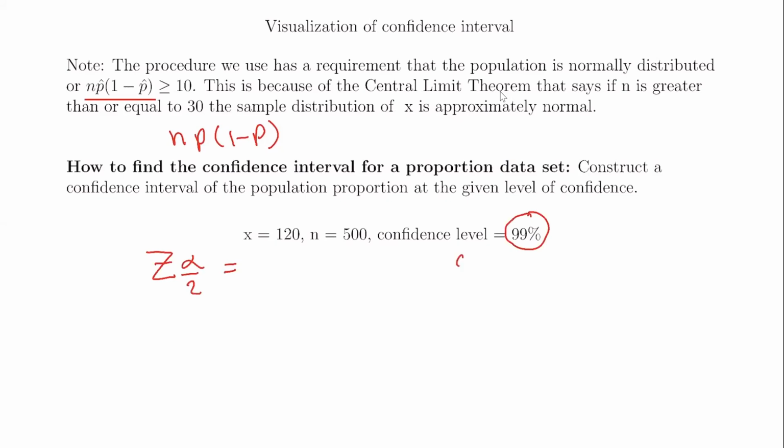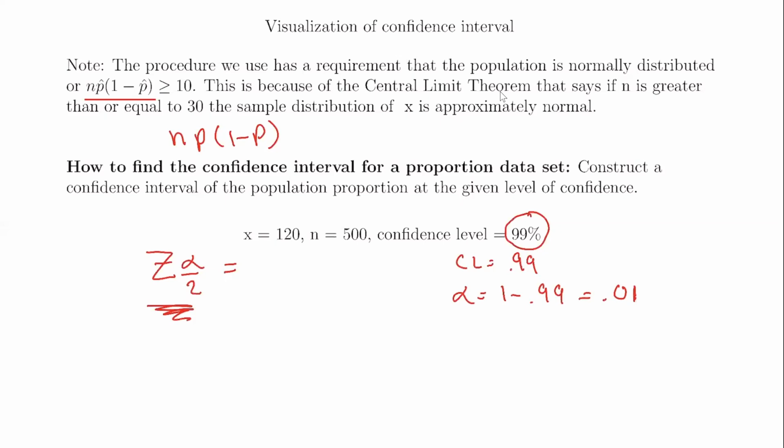is 0.99. But if you look at alpha, we want to find what alpha is equal to. Alpha is equal to 1 minus the confidence level. So you go 1 minus 0.99, which is 0.01. Any questions so far on how I got the 0.01?